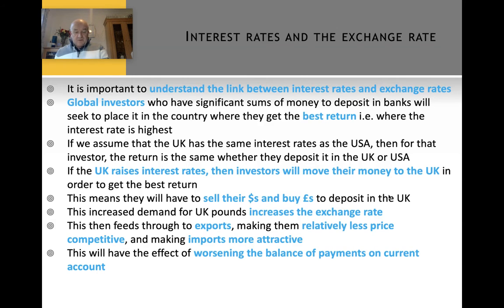Now, if that does happen, as we said, if we have this increase in exchange rate, we get fewer exports being sold and more imports being bought. That's going to then affect the balance of payments on the current account, which is basically the difference between imports and exports. So if we get even more imports and fewer exports, that's going to mean we're going to have a worse position for our balance of payments as far as the current account is concerned.